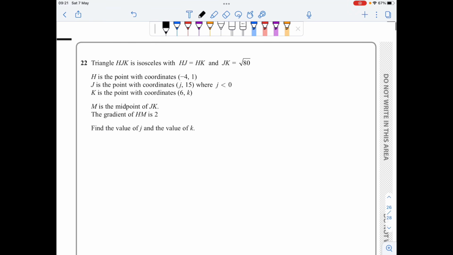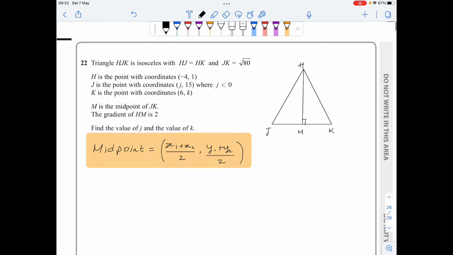I'll start question 22 by drawing a rough sketch of this scenario. Now this is not the right orientation, but it doesn't really matter at this stage. I will start writing equations for each statement that I am given. I'm given that M is the midpoint of JK. The equation for the midpoint is the following. So in our case, we get (j plus 6) over 2, (15 plus k) over 2, and this is point M.